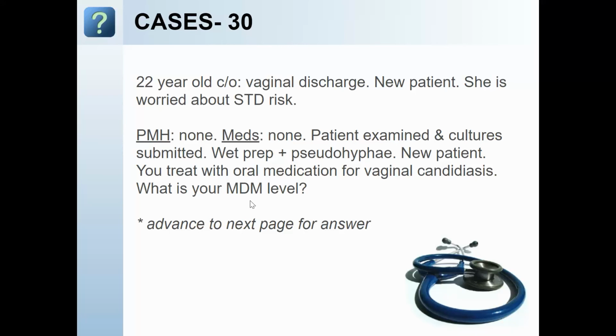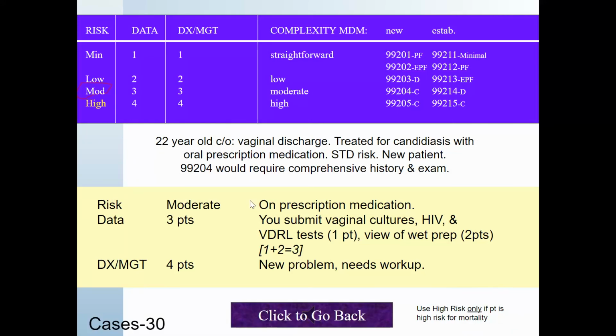Okay, what's our MDM now? Let's take a look. The risk is moderate. Why? Because we're prescribing medication for the candidiasis. We get 3 points in the data section. Why? Because we are, number 1, submitting a bunch of labs, vaginal cultures, HIV and VDRL tests. So it doesn't matter how many we order, we just still get 1 point. But because we view the wet prep, we get 2 points. So now we get 3 points for the data section. This is a new problem needing a workup, which is 4 points.